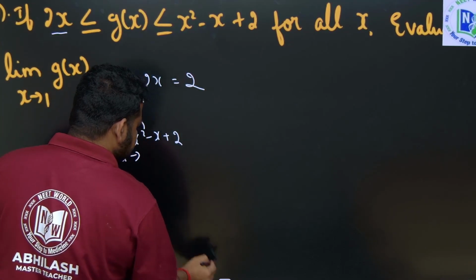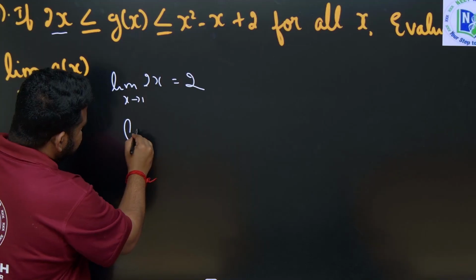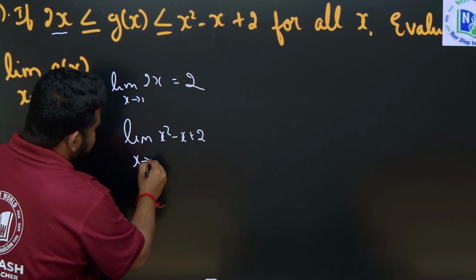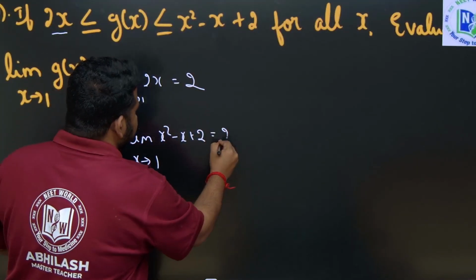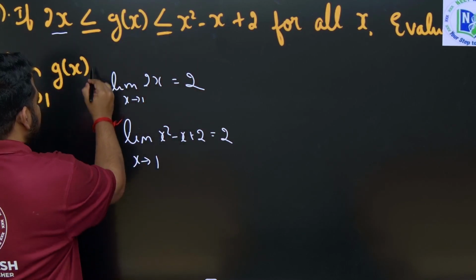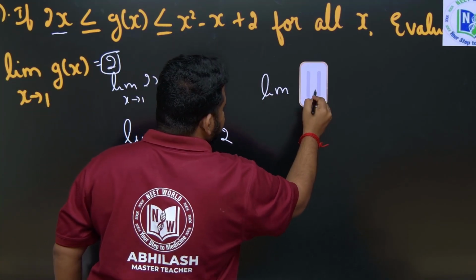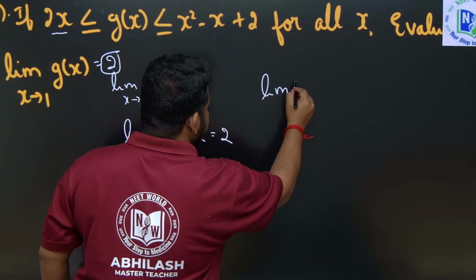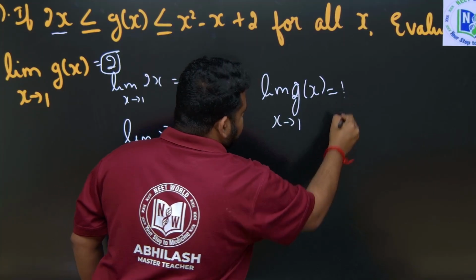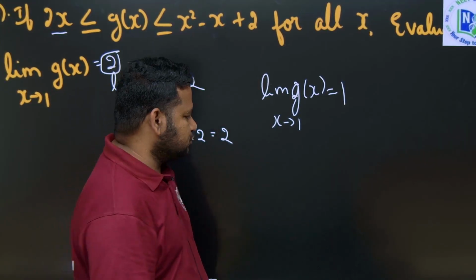See here, friends, limit x square minus x plus 2 as x tends to 1. It is nothing but 1 minus 1 is 0, so you will get 2. So definitely, if this is 2 and this is 2, by using the sandwich theorem, g of x will also be equal to 2. The answer is 2. So limit g of x as x tends to 1 will also be equal to 2 by using the squeeze theorem or sandwich theorem. Got it? Next question.